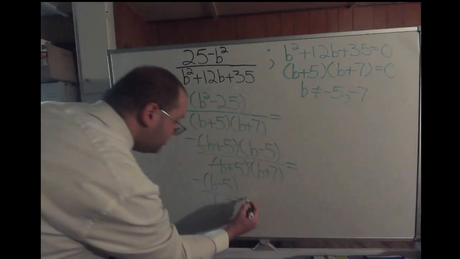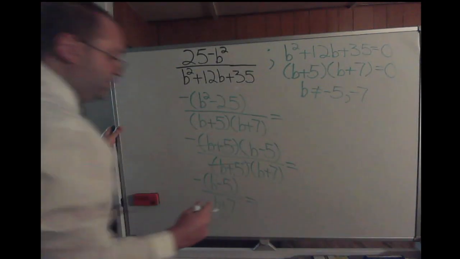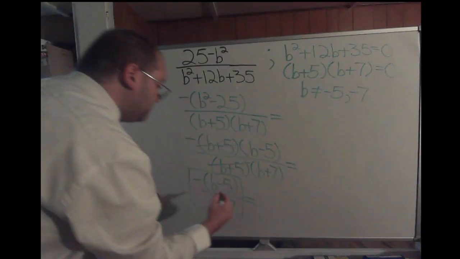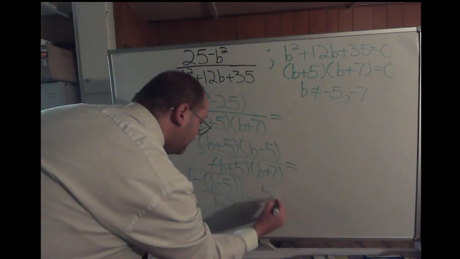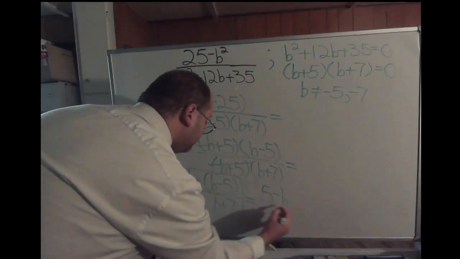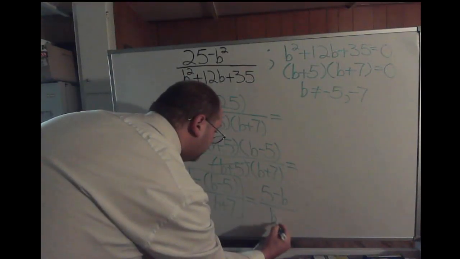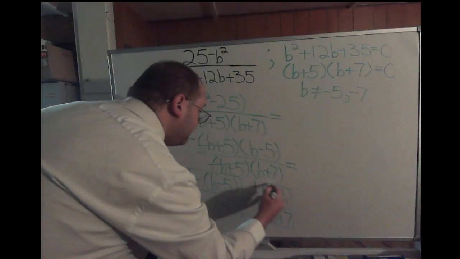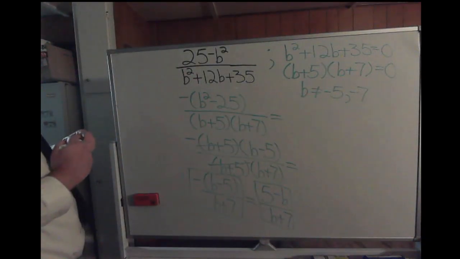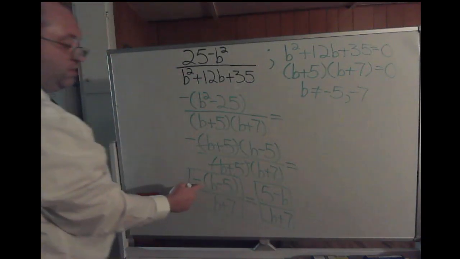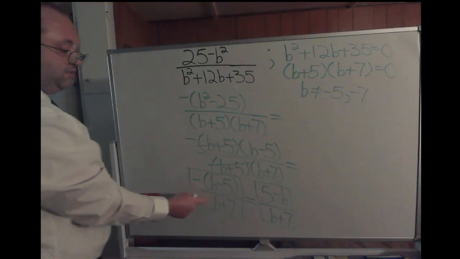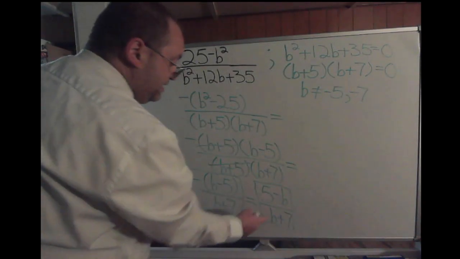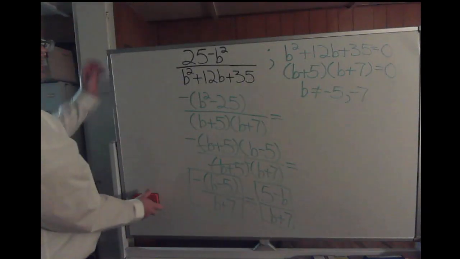And if you want to distribute that negative in the numerator, you can leave the negative. That would be one acceptable answer. Or you can distribute the negative. You would get 5 minus b all over b plus 7. Either way, you can do either method. So your simplification would be the negative of the quantity of b minus 5 over b plus 7. Or you could have 5 minus b over b plus 7. You can write it either way.